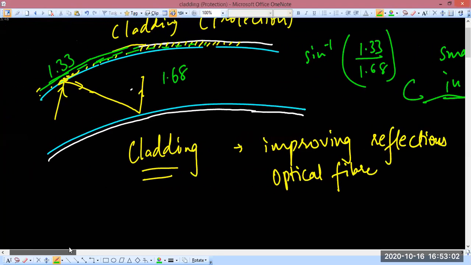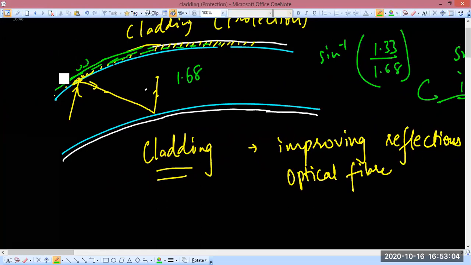But air cannot be kept, like I said. If you just keep air over here, that's the best case, because then 1 comes here, right? But then other problems occur, like I said, if there is dirt sticking over here, or some other material that comes in contact, like water somehow. Okay, so all that creates problems. So that's why cladding is required.